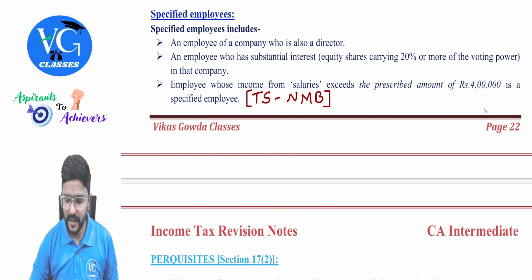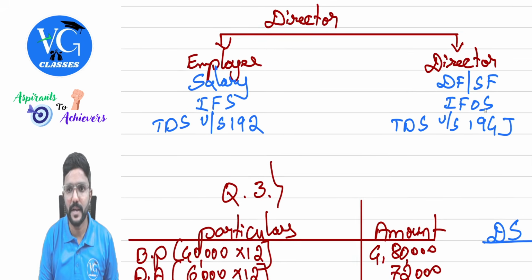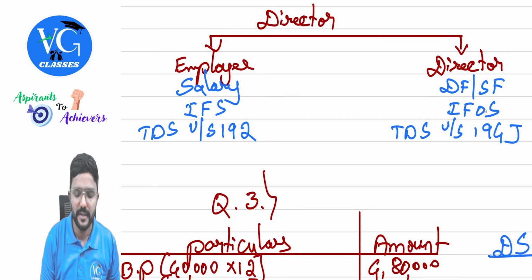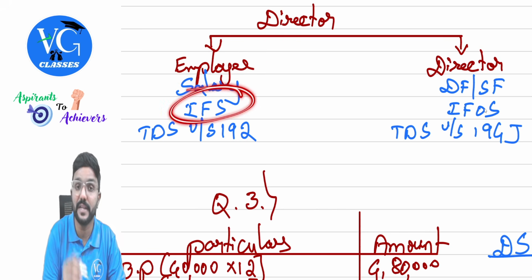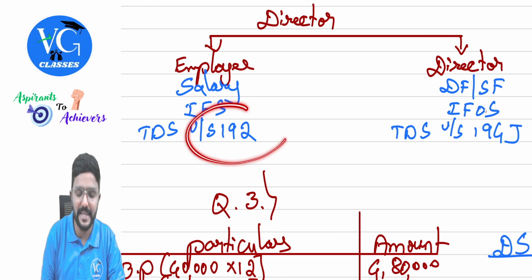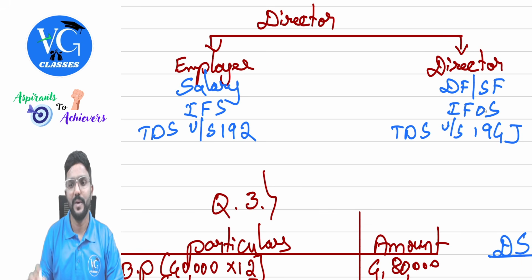Clear? Yes. Even when it comes to the director, you can see here, if a director is a managing director or whole-time director, then he will be an employee of the company. Whatever salary he is earning from the company will be taxable under the head salary, and on that the employer or the company would be deducting TDS as per section 192. Whereas, assume a director is not an employee of the company and he is earning director fee or sitting fee, then where will it be taxable for him? Income from other sources. And on that, TDS would be deducted by the company under section 194J.